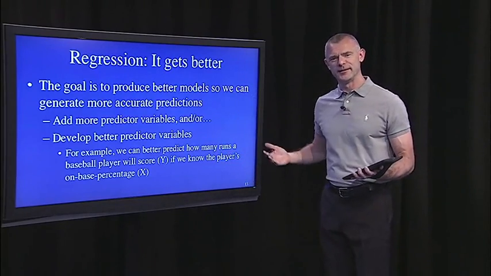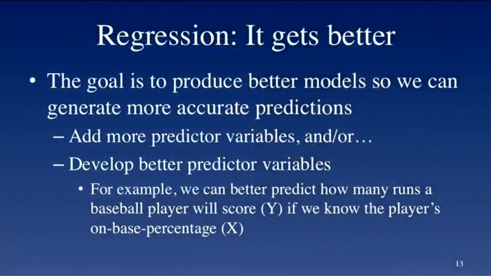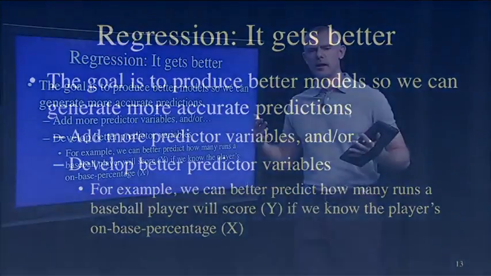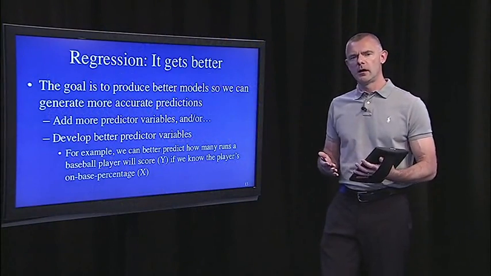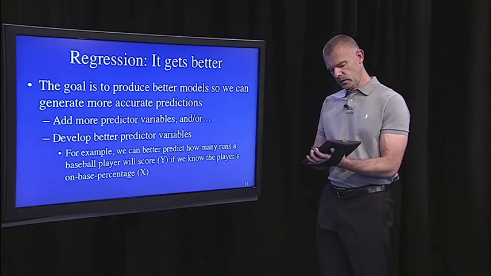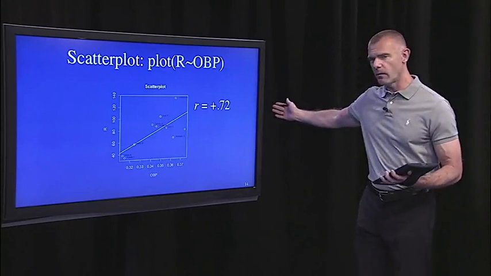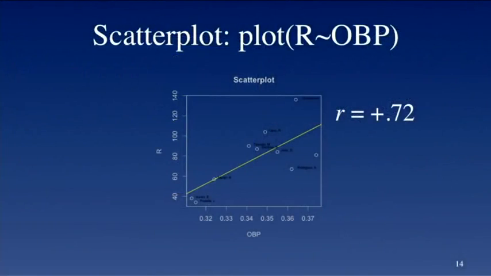And the whole point of this is to build better models. So I like this title, Regression, it gets better, because the goal is to produce better models, to come up with better predictors or more predictors that will explain more of the variance in our outcome. So we did that with this example. Instead of putting in batting average, we put in on base percentage. We just came up with a better predictor. But we could do other things. We could try and come up with more reliable predictors, or just add in more predictors to the model. So we did that, and we got a better model with a correlation of 0.72.